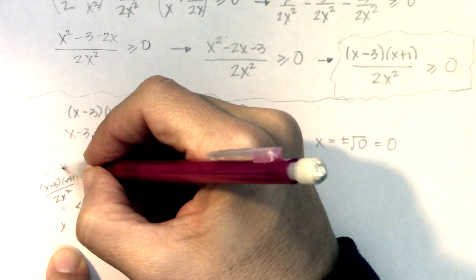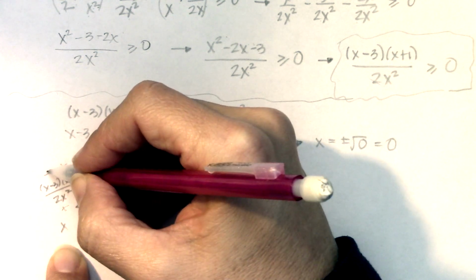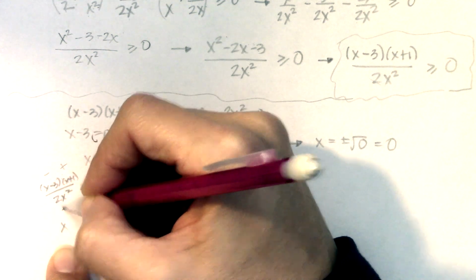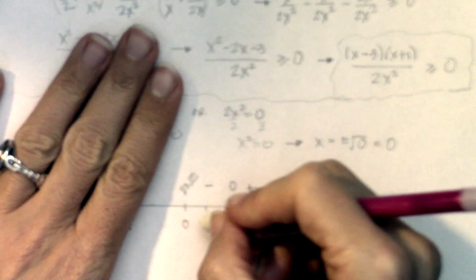This one would be positive, right? Because 1 plus 1 is 2, which is positive. 2 times 1 squared would be positive, and a negative times a positive in ratio to a positive is ultimately negative. So you can pick those test points, okay?